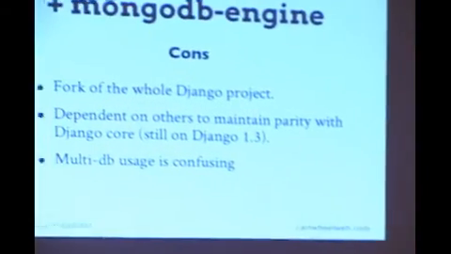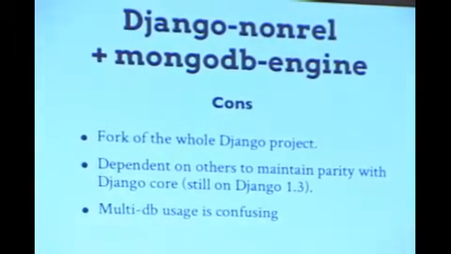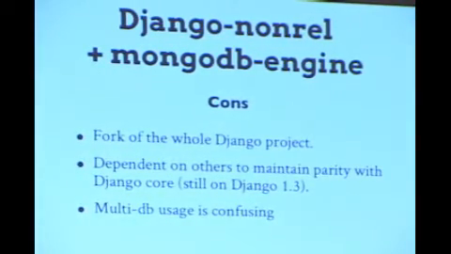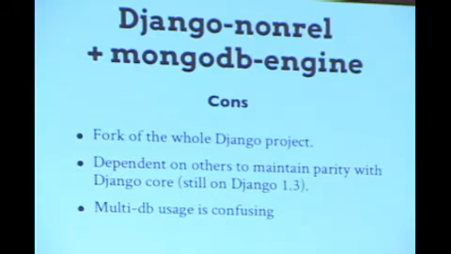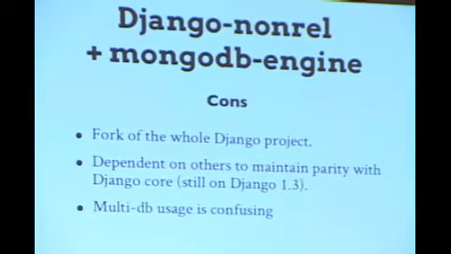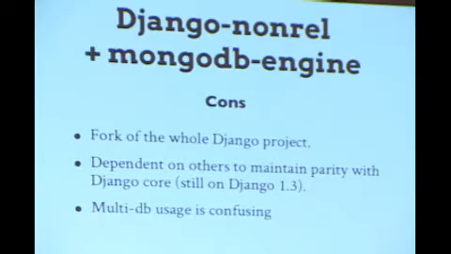The cons are that whenever you're dealing with a fork of a major project, you have to be a little bit careful because you're relying on the people who created the fork and are maintaining it to maintain parity with Django core. And it's an extremely ambitious project. They've done a heroic effort. They are a little behind. They're still on Django 1.3, and the latest Django is 1.4. And finally, the MultiDB usage is confusing.